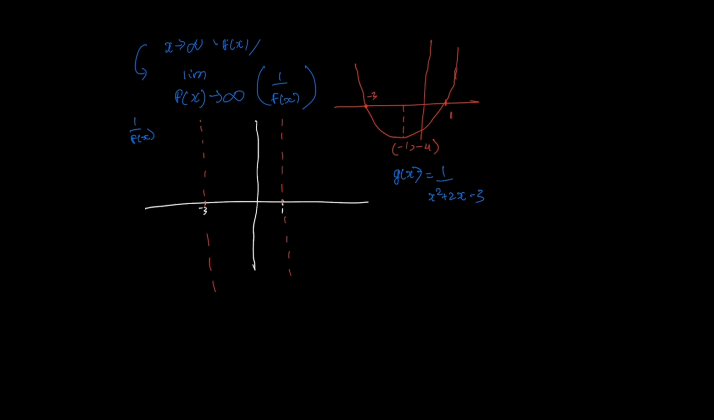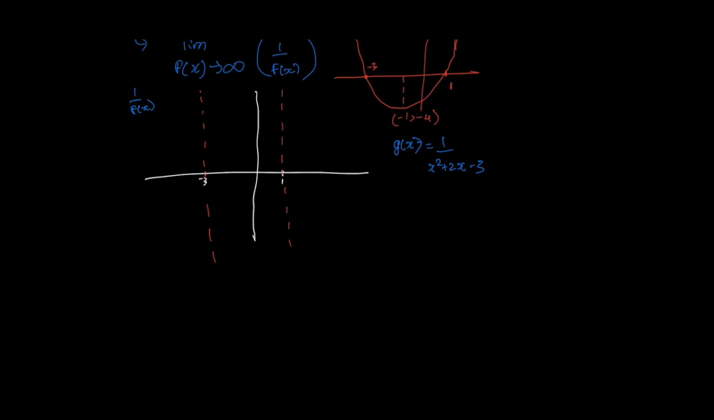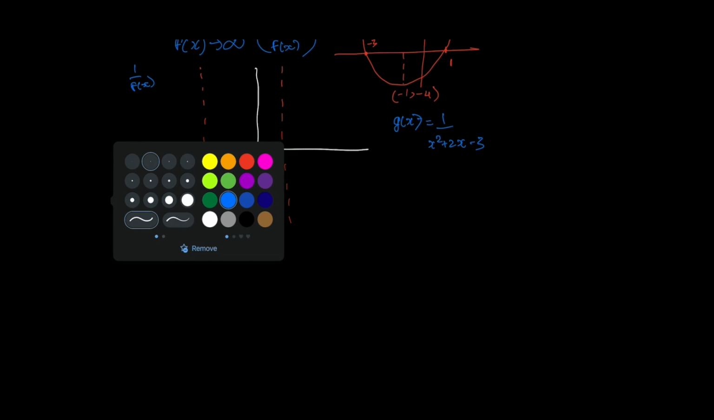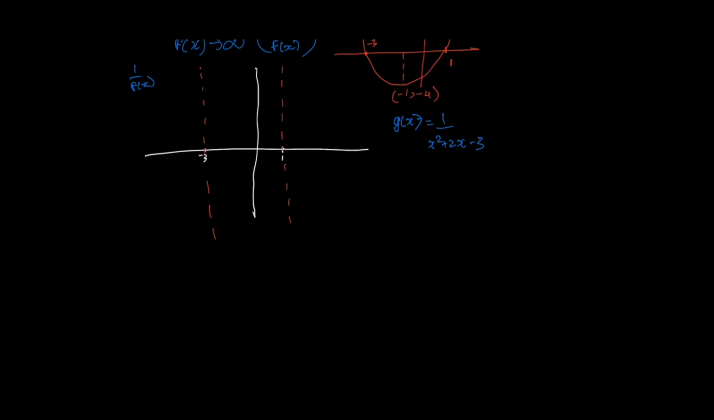But if it wasn't a quadratic function, you actually have to go through the limit method, which I mentioned in the previous video, to figure out the horizontal asymptote. So let me go through how to find the horizontal asymptote in case it wasn't a quadratic function.